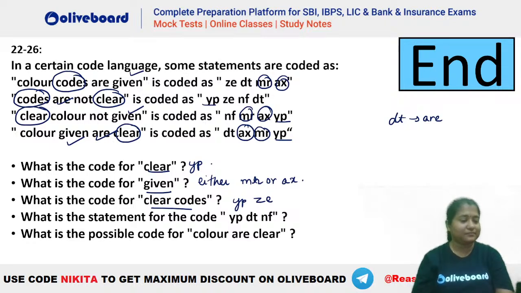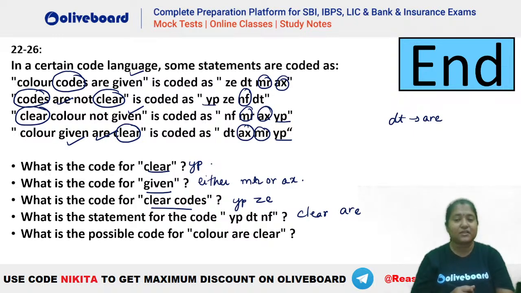Everybody? Okay. What about the fourth one? Fourth with YP, DT, NF. You can already see YP is clear, so this will be clear. DT we have found is R, so clear R. And then we have to find NF. How do we find NF? You can see NF has been used only in the second one. It's not there anywhere else. So something which is not there anywhere else, you can see codes are not clear.